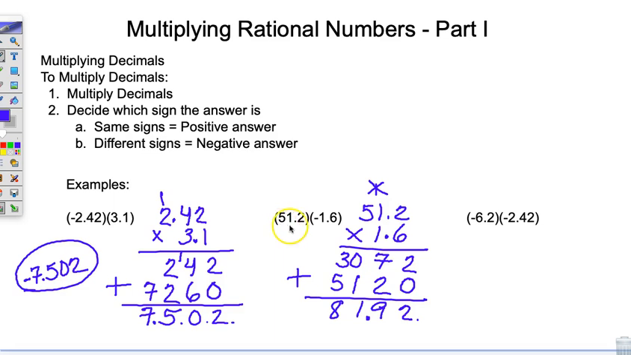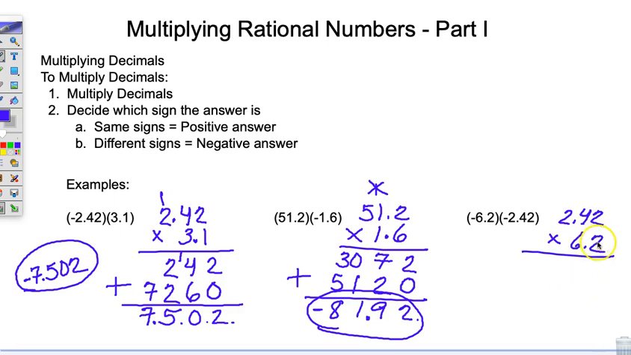However, because we multiplied a positive times a negative, whenever I have different signs, I must include a negative in my answer. The third example, we're going to put the 2.42 on top because it has 3 digits, while the 6.2 only has 2. I'm going to start and multiply those. 2 times 2 is a 4. 2 times 4 is 8. 2 times 2 is 4.